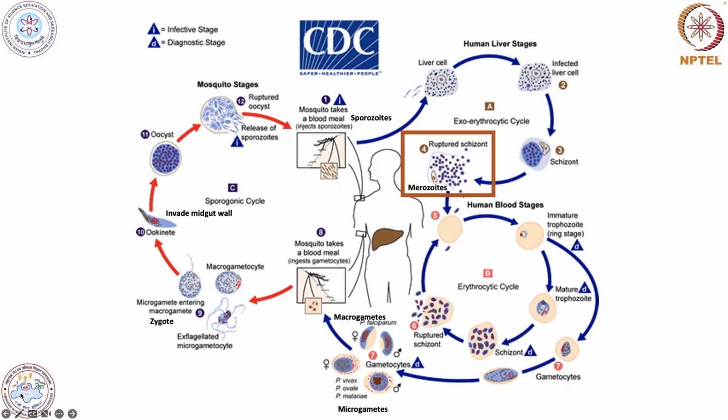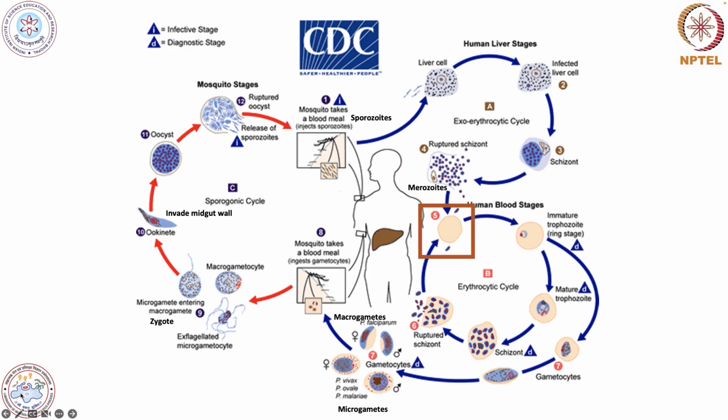But for other species, after this initial replication in the liver, which we also call the exoerythrocytic cycle, here you can see there is an exoerythrocytic cycle. Exoerythrocytic cycle means outside the RBC. So, they are replicating not in RBC, they are replicating in the liver. So, after this initial replication in the liver, that is the exoerythrocytic cycle, the parasite undergoes asexual multiplication in erythrocytes.